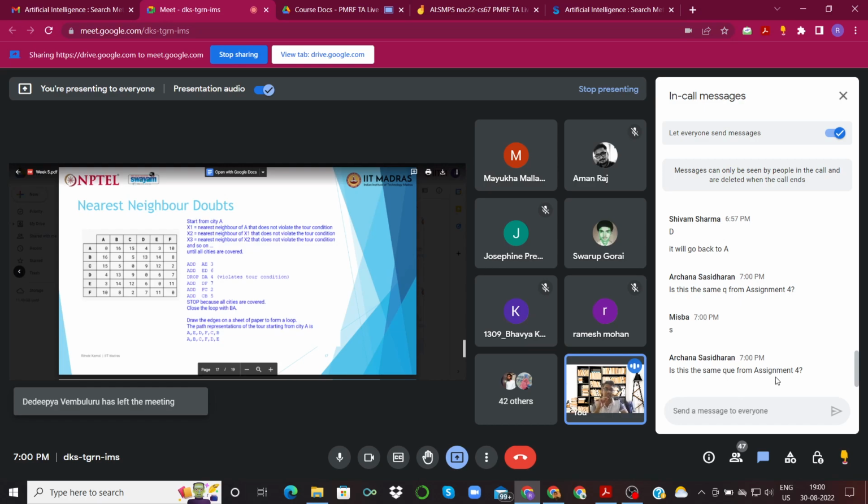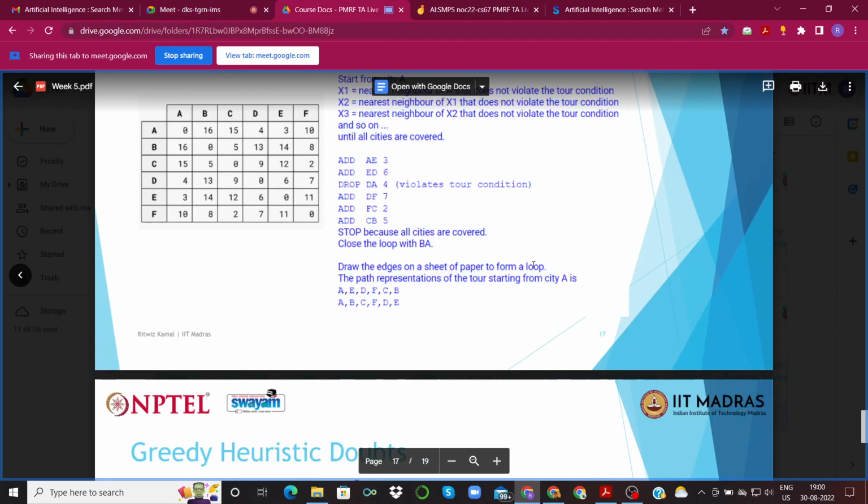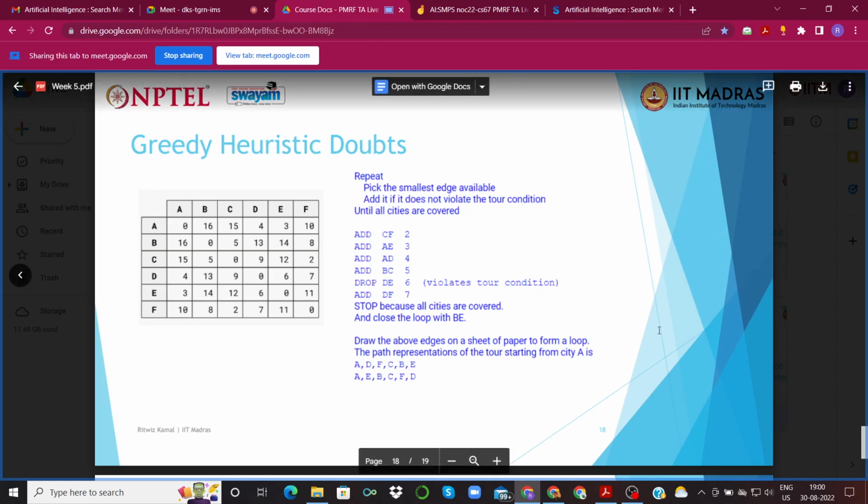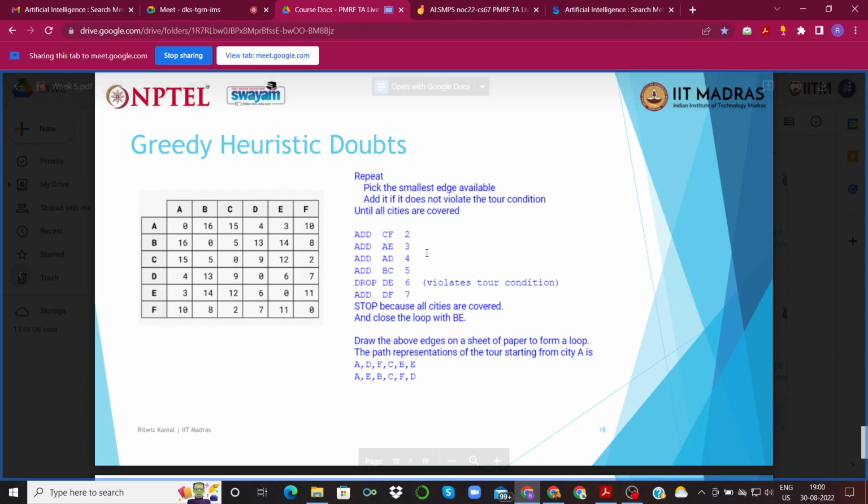Archana, yes, this is the same question from the previous week's assignment that you had in this iteration of the course. If that's clear, I hope the greedy heuristic part will be easier to understand, because here we are listing all the possible edges and selecting the least among them.